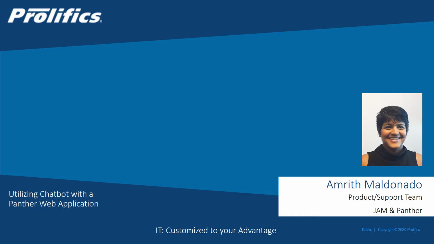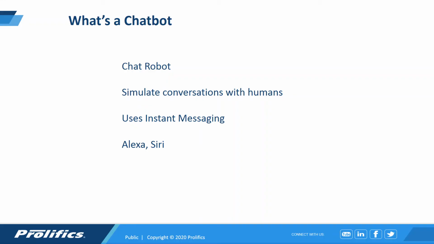Today I'm going to be talking about chatbots, specifically integrating a chatbot with a Panther or Gem web application. So what's a chatbot? A chatbot is short for chat robot. Chatbots essentially simulate conversations with humans using instant messaging. In fact, it uses instant messaging to artificially replicate the patterns of human interactions. You and I use chatbots all the time when we engage with Alexa and Siri.